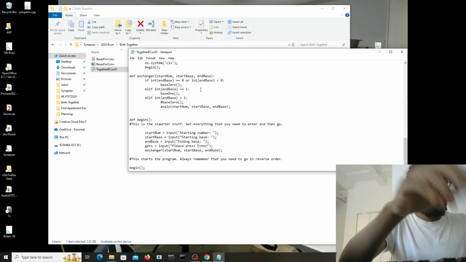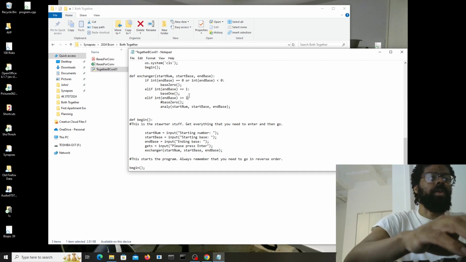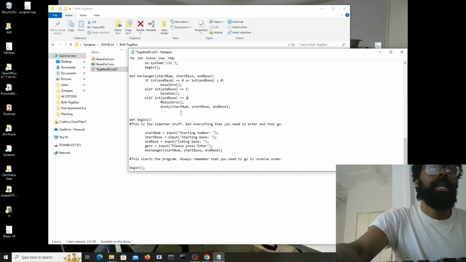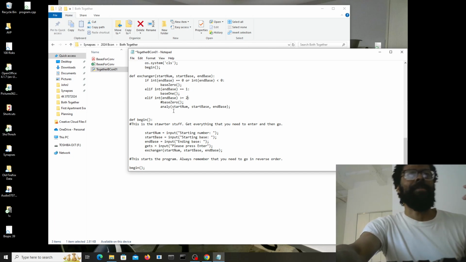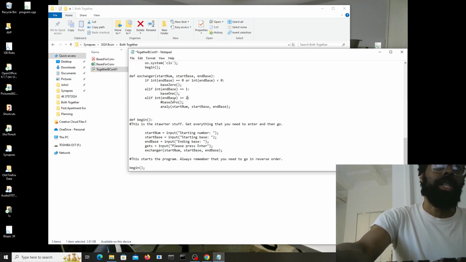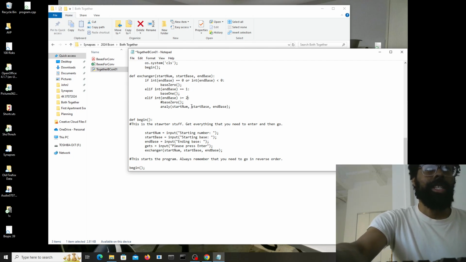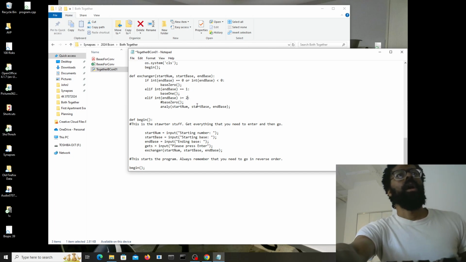Why don't I just do this? If it's greater than or equal to 2, because obviously I'm casting this as an integer, so it's not going to be a floating point number between 1 and 2. It's going to be an integer, either 1 or 2. But just as an added security feature, I'm going to put in greater than or equal to 2, just in case the integer casting doesn't work or whatever.